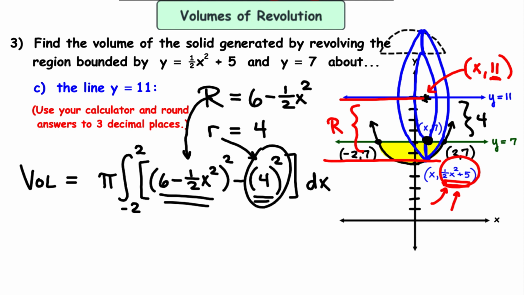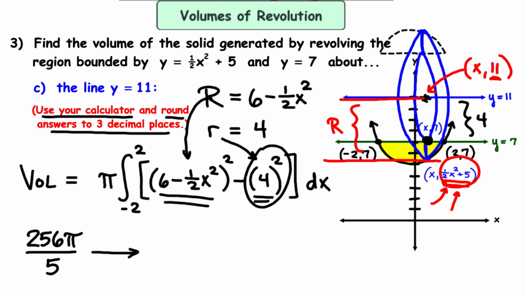Don't do any of this extra work. You want to use your calculator. The test will be way too long if you write everything out by hand. You'll never finish in time. This is going to end up being 256 pi over 5, which, rounded to 3 decimal places, is either 160.849 or 160.850 cubic units.